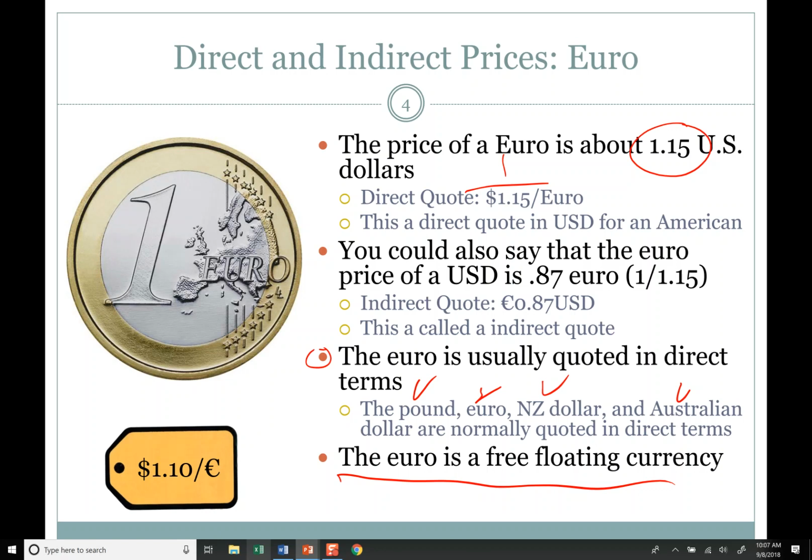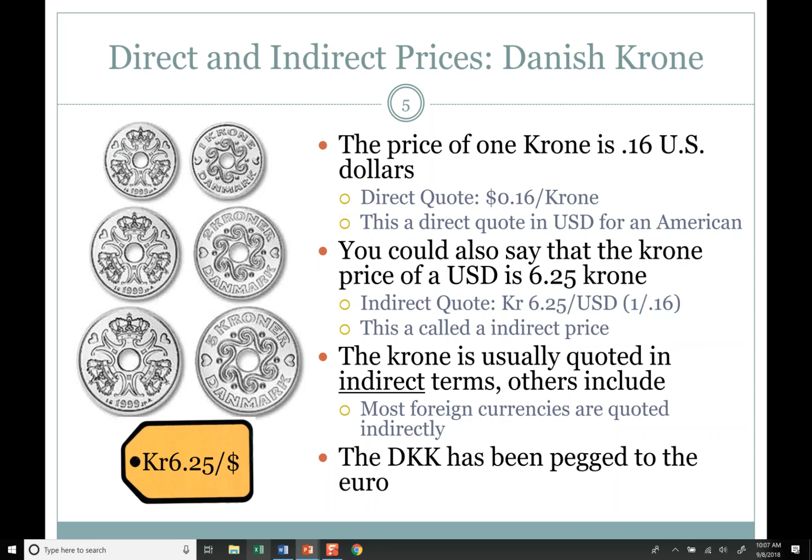All right. Here's another one of my favorite currencies. It's the Danish crown. The Danish crown is about 16 cents to buy 1 crown. That would be a direct quote for an American. If I take 1 over 0.16, I get 6.25. And that would be the indirect price for a crown for an American. The crown is almost always quoted in indirect terms internationally, for an American and in a euro. And most all other currencies are quoted in this funky way.